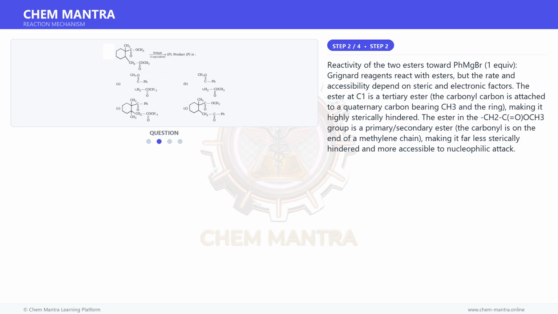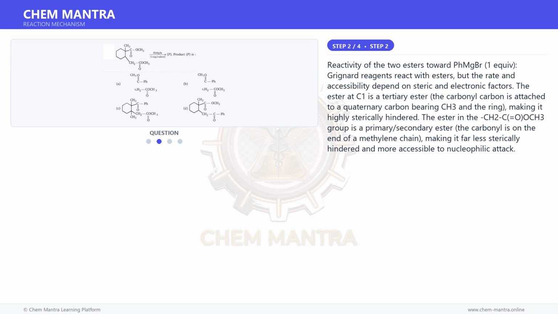Moving on to the next step. Reactivity of the two esters toward PhMgBr. 1 equivalent of Grignard reagent reacts with esters, but the rate and accessibility depend on steric and electronic factors. The ester at C1 is a tertiary ester. The carbonyl carbon is attached to a quaternary carbon bearing CH3 and the ring, making it highly sterically hindered.